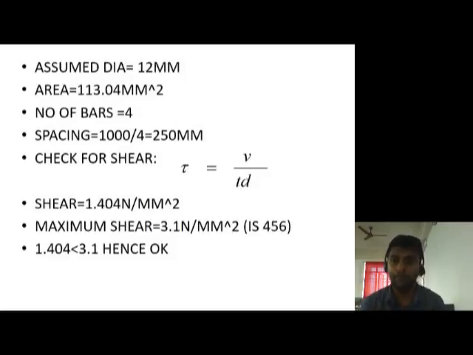Next we have to go for the check for shear. Shear tau is equal to V by Td. We know that it is 1.40 Newton per mm square. So V by Td gives the shear around 1.40 Newton per mm square, and for the maximum shear, 3.1 Newton per mm square, as given in IS 456. Hence we got the shear around 1.404, which is less than 3.1 Newton per mm square. Hence it is safe.